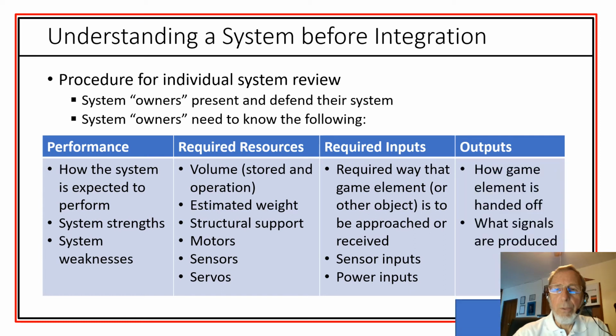And then what does it produce? How is this game element handed off? In this case, where we're talking about a game element handling system, how is it handed off? Does it throw something? Does it slide? And what signals does it produce? Does it give feedback? Does it give an indication that something has been scored, something's been received? So they need to be able to understand how it performs, what resources it needs, inputs to make it work well, and what outputs it produces when it's completed its function.